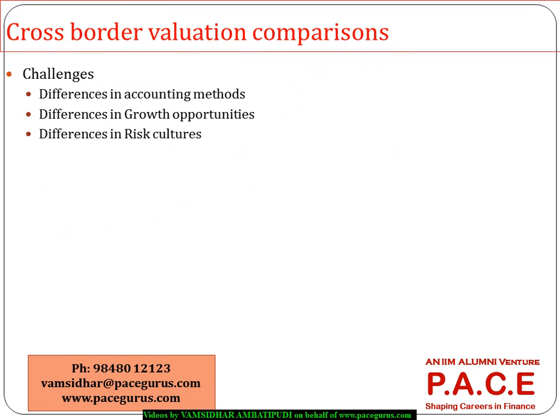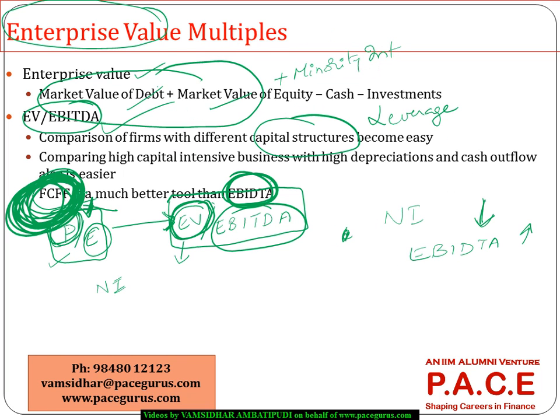But again, as a part of the comparison, if the EV by EBITDA is higher compared to the benchmark, we say it is overvalued, and if it is lower, we say it is undervalued. That process is the same both for P by E as well as EV by EBITDA kinds of ratios.